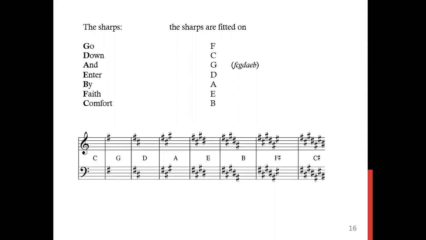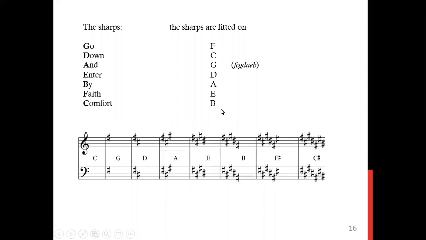You need to have it at your fingertips. Okay, five means this. Four sharps means that. So just know that if you have just one, it's going to be G, D, A, E, B, F, C. So that's why we said we can use these mnemonics. It can be Go Down and Enter By Faith, Comfort. And you know that these sharps are fitted on these lines and spaces: F, C, G, D, A, E, B.